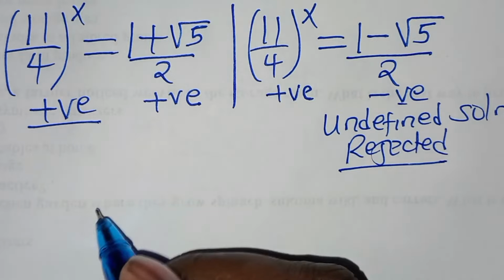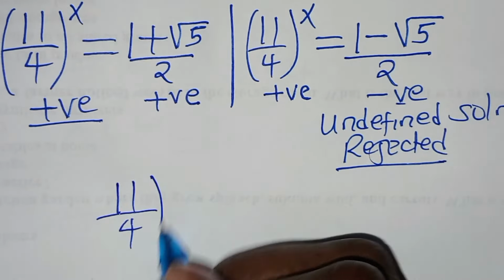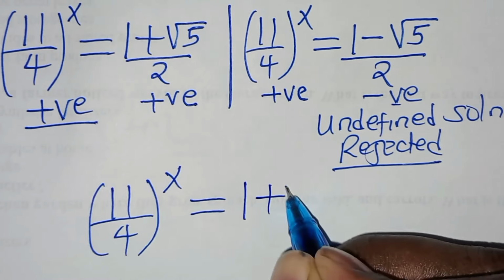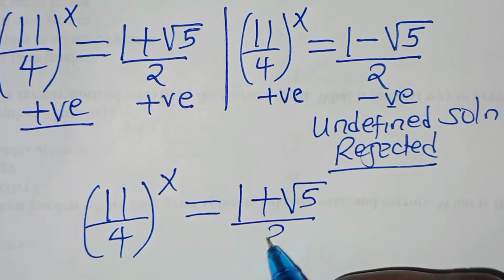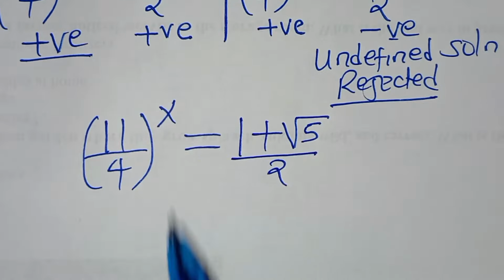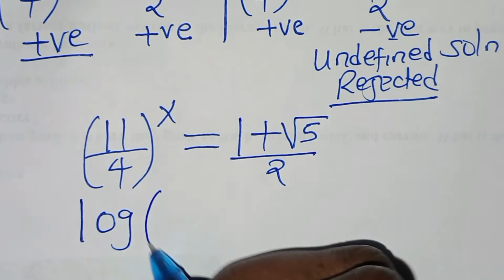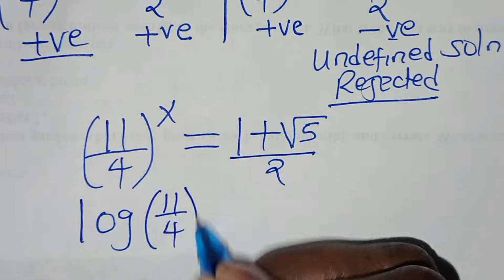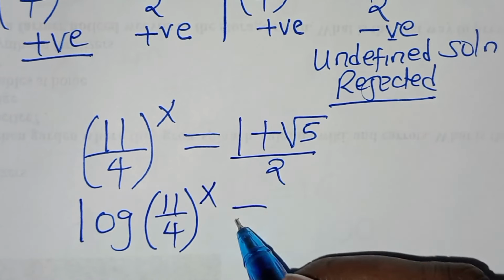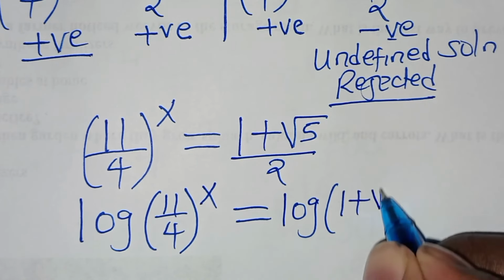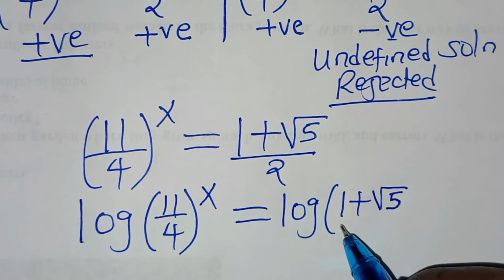So here we have 11 over 4 raised to the power of x. This is equal to 1 plus square root of 5 over 2. So to solve for x here, let's introduce logarithm so that we have log of 11 over 4 raised to the power of x. This is equal to log of 1 plus square root of 5, then divided by 2.